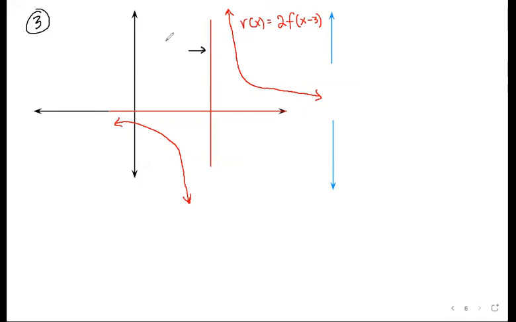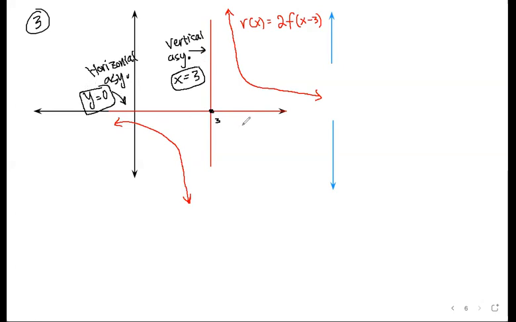This is my vertical asymptote. This is x equal 3 because this point is 3. This is my horizontal asymptote. The equation for this one, y equals 0. This is x equals 0. This is y equals 0. And this is the graph of my function. Anyone has a question?